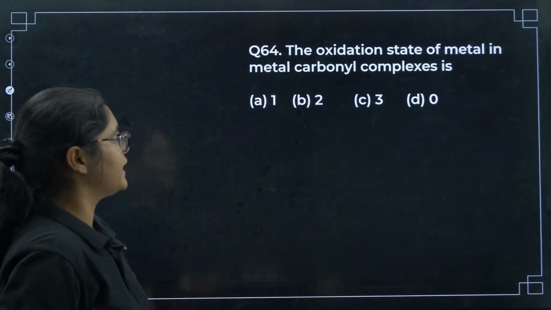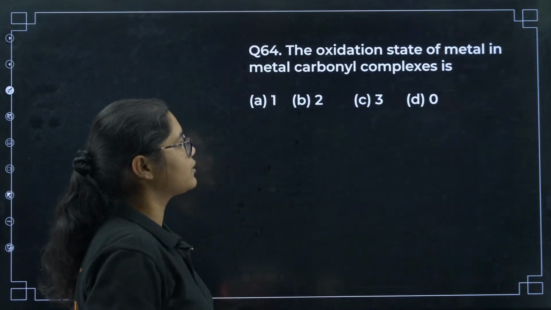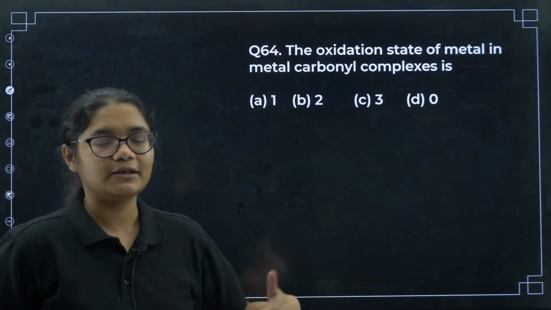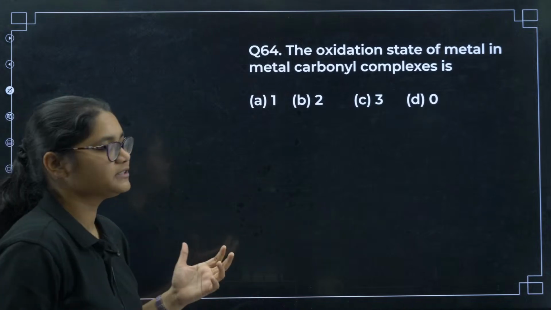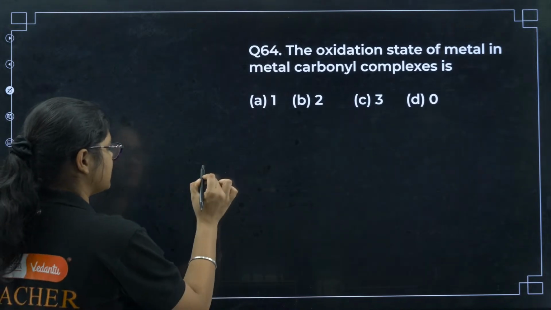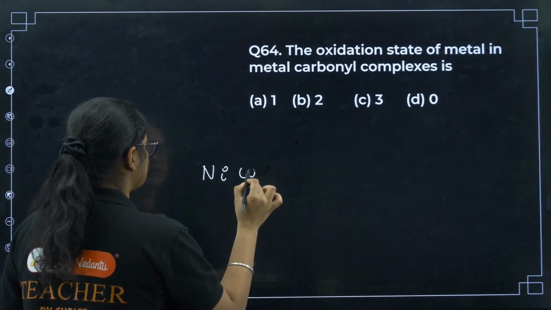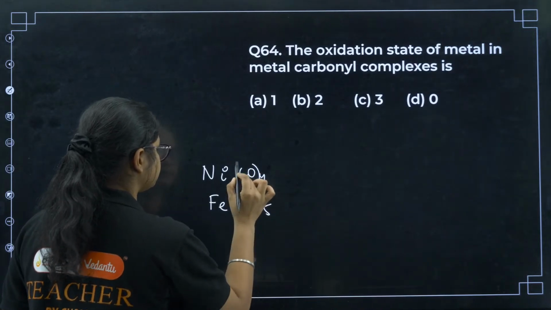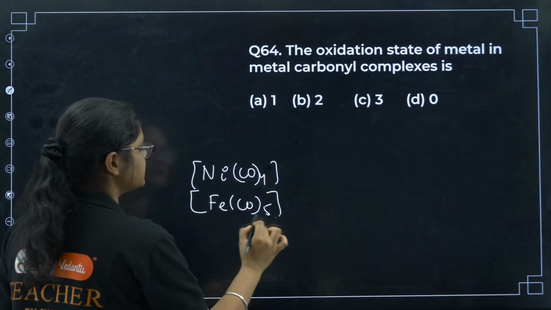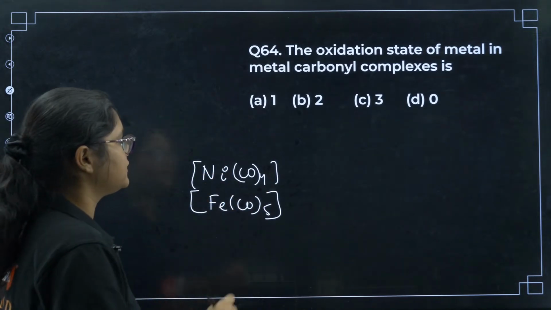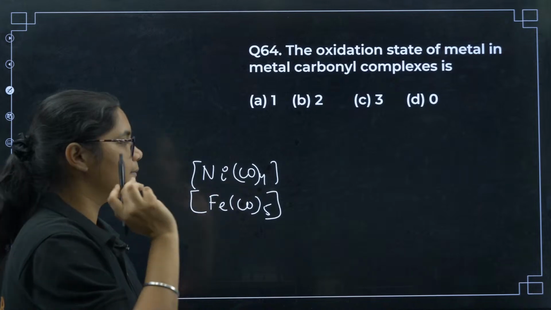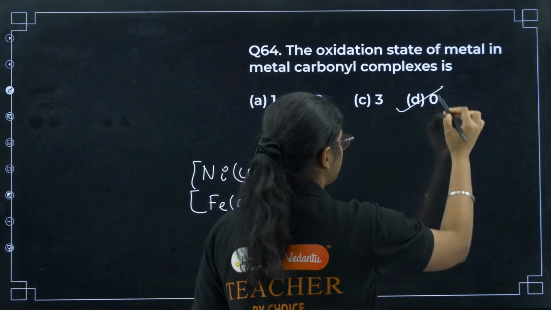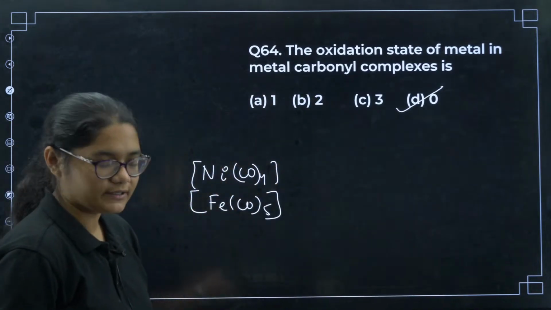The oxidation state of metal in metal carbonyl complex is? So generally in metal carbonyl complex, the oxidation state of metal, you can find many examples. You have Ni(CO)4, you have Fe(CO)5, right? So what is the oxidation state of metal here? Is it 1, 2, 3 or 0? The metal oxidation state is generally 0 with metal carbonyls.